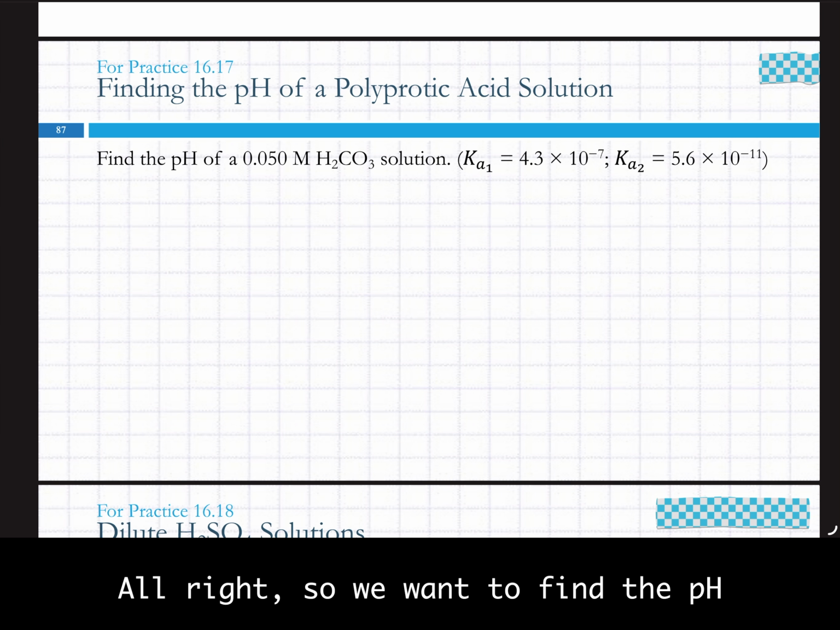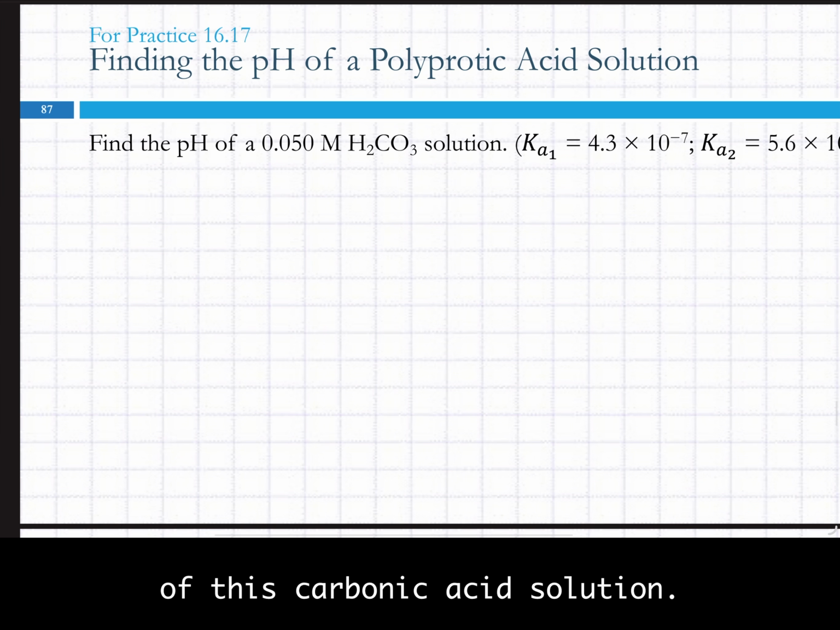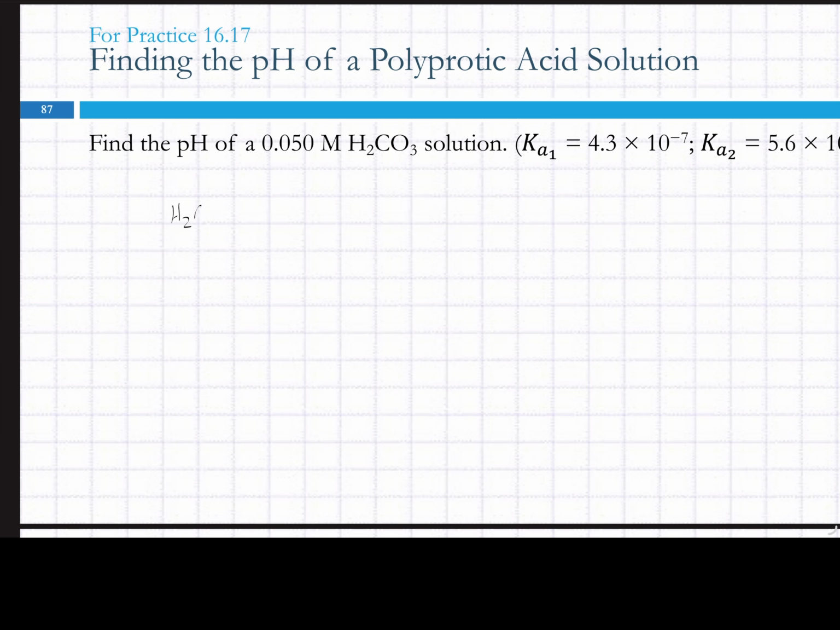All right, so if we want to find the pH of this carbonic acid solution, we're going to do an ice table. And I'm going to write out a chemical reaction for this. What is my H2CO3 going to react with? Water.